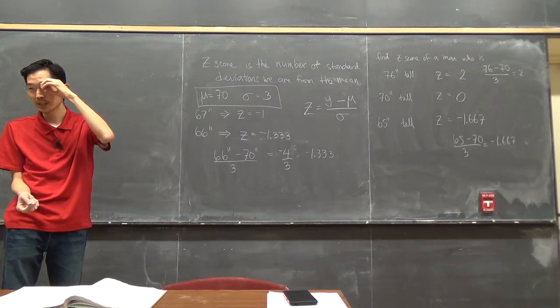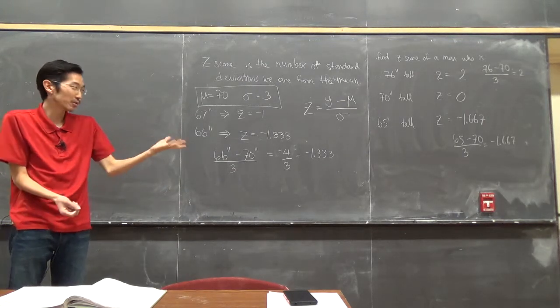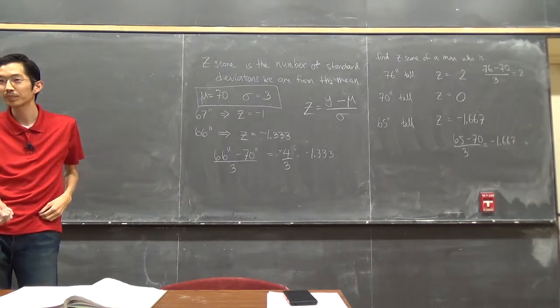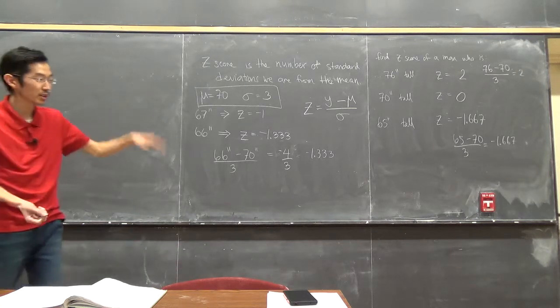So it has no unit. Yeah, z-scores have no unit, or the unit is standard deviations, but you don't say that, right? So can they be used to compare? Yes, that's exactly what we will be doing.